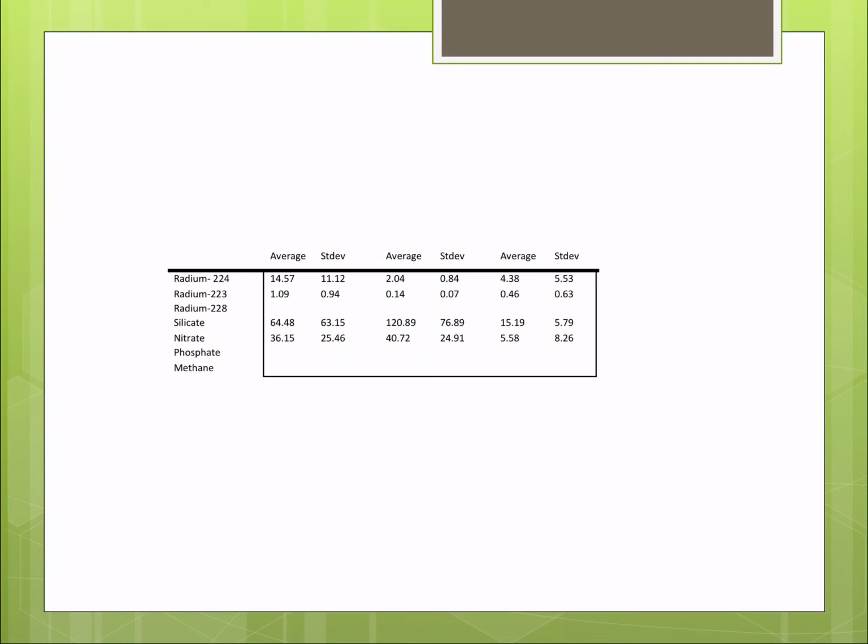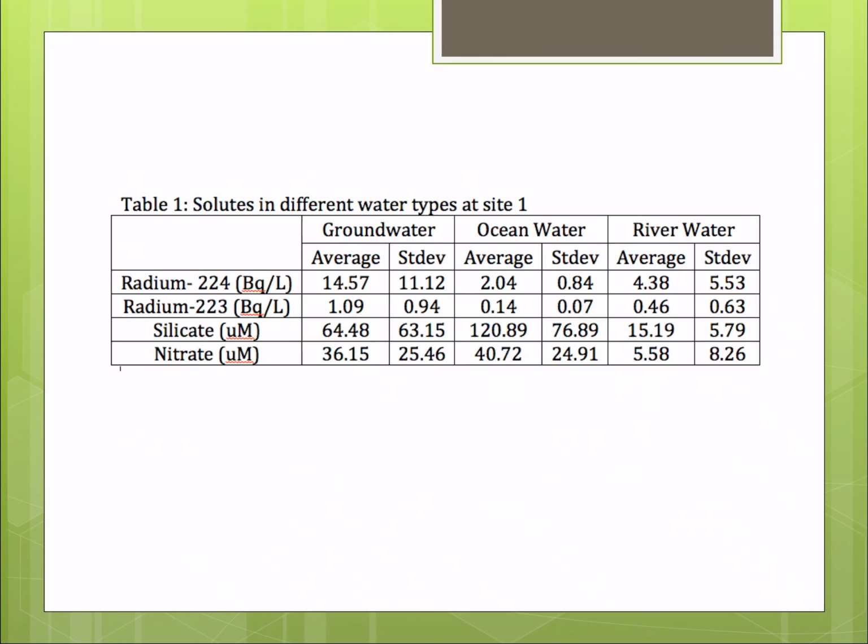Spoiler alert, they're not. Radium is usually measured in radioactivity, which is a different unit than, say, silicate or nitrate, which might be measured in concentration or mass. So overall, this table is just difficult to interpret. There's no title here telling us where this data came from. So let's look at a better version of this table.